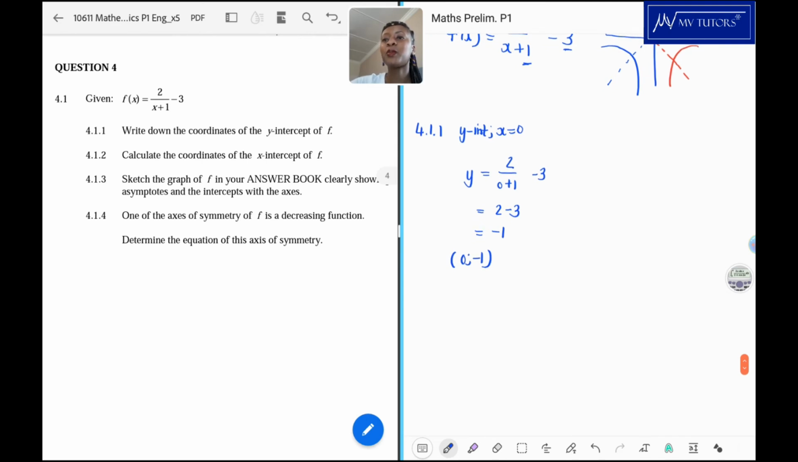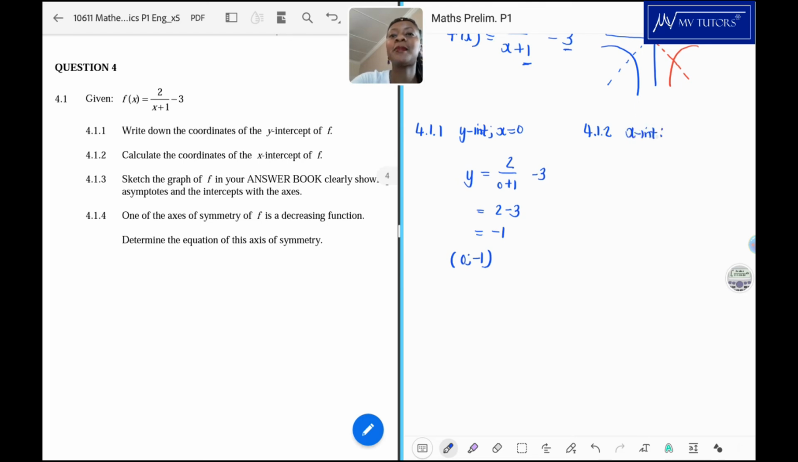And then 4.1.2, they want us to calculate the coordinates of the x-intercept. In question 1, they said write down, as if you could just look at it and say this is the answer. But here they say calculate. I'm just going to put it on the side because we're pretty much calculating similar things.